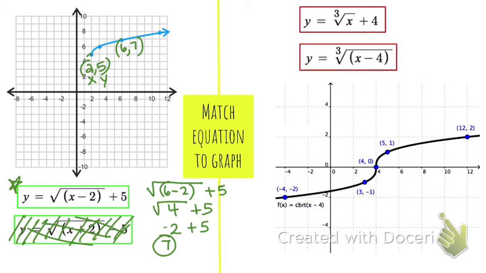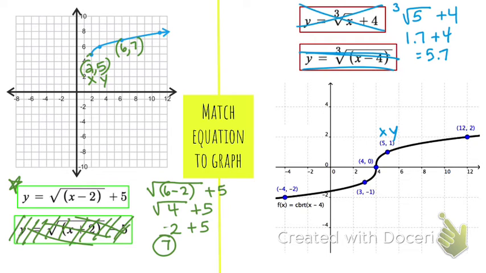Now let's look at the one on the right. This one is cube roots. So they're giving us some points already. So let's look at the first one here. If we substitute 5 in for x, do we get 1? No, I get 5.7. I don't get 1. So I already know it's not this one.